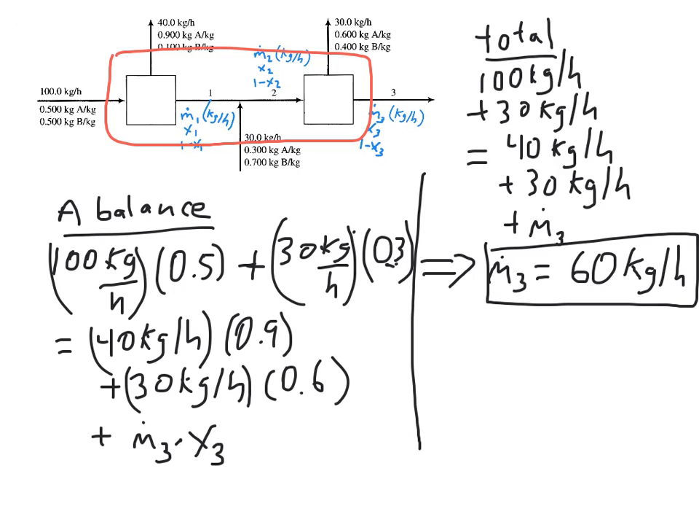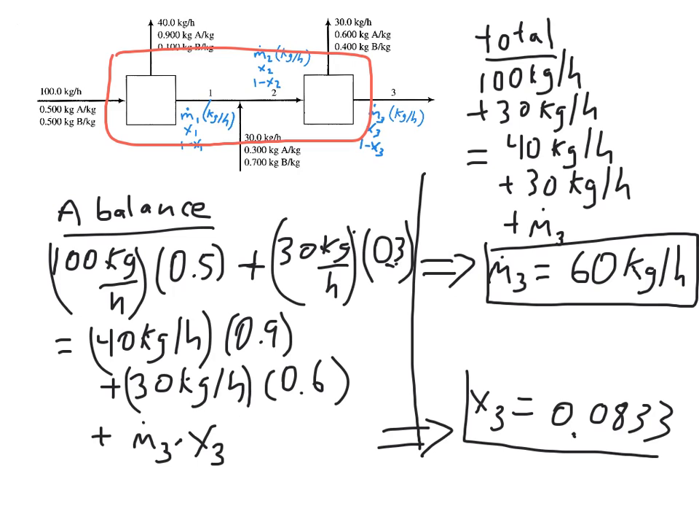Well, it may look like we have 2 unknowns, but we don't, because we've already solved for M3. It's over here, so we really only have this unknown variable X3. And if we just go ahead and use some algebra, some simplification here, that would give us X3 is equal to 0.0833.